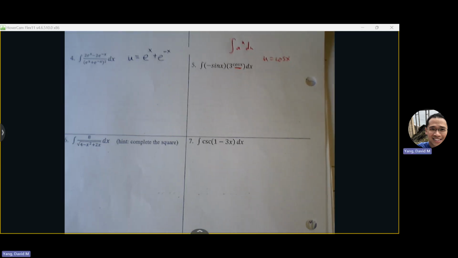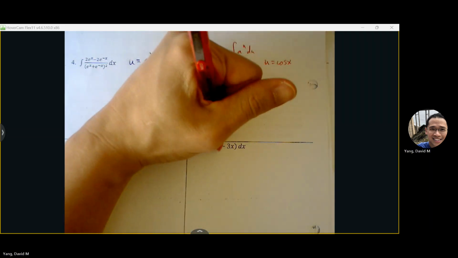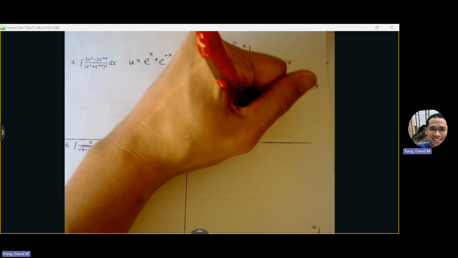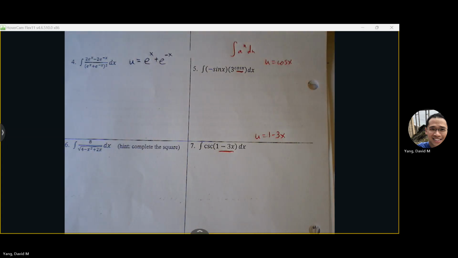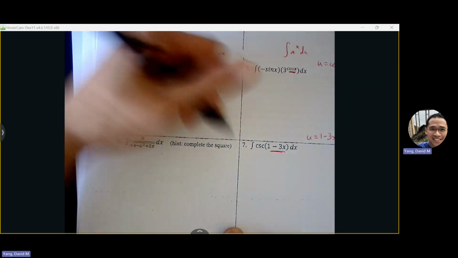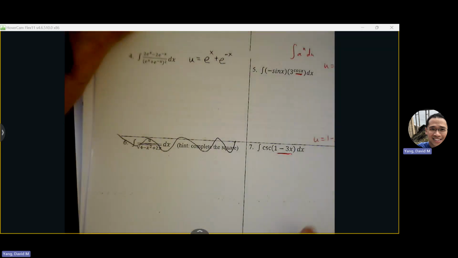And then number 7, what's our u value there? Parentheses, right? Okay, we've pretty much covered everything up there on the board in terms of types of problems. So let's cross off number 6, and let me do one, see if you can recognize the process here.